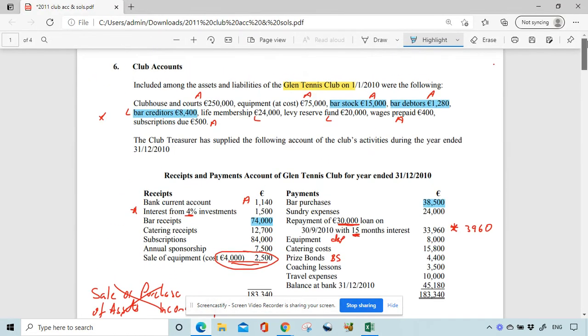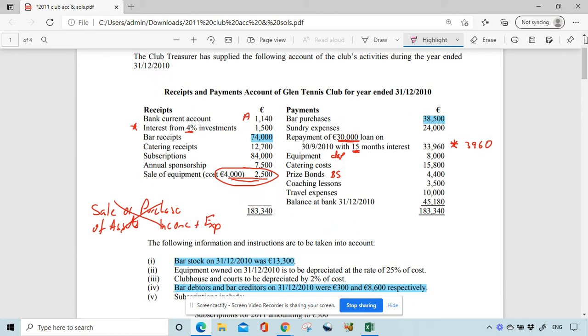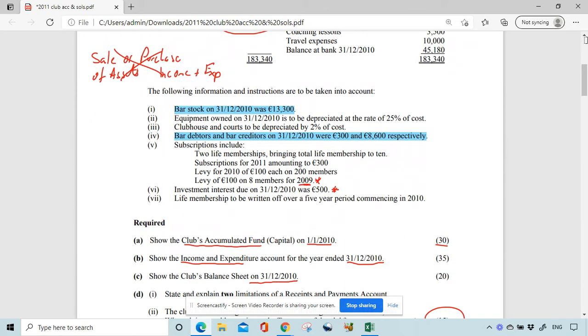So I'm going to highlight everything to do with subscriptions in pink. So we look up the top. Do we have anything? We have subscriptions due, 500. Then included in subscriptions note, we have subscriptions, 84,000. Then we go down to the subscriptions note.